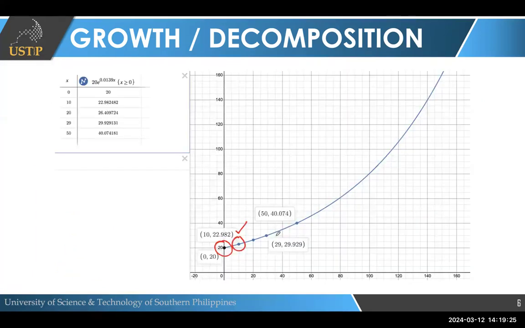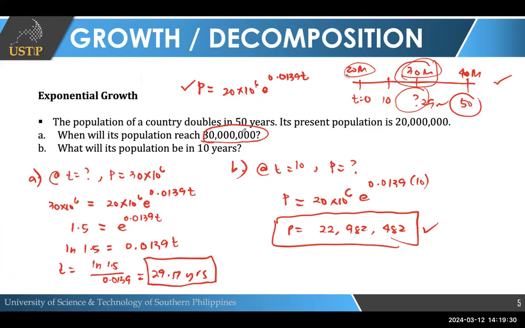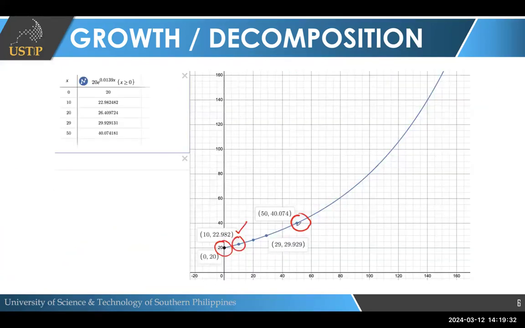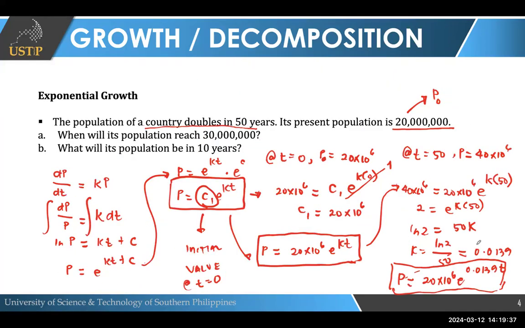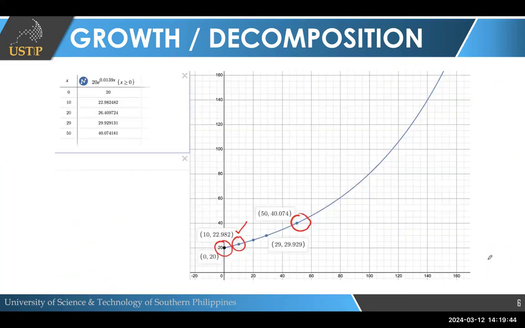Now at time equal to 50, it has doubled in population. It is not exactly 40 million, because the answer depends on our k value. If we get the exact k, our graph will be exact. But because we rounded off, there are small differences. But that's fine, as long as we see that it is exponentially growing. So again, estimating at 50 years, time equal to 50, our population is 40 million. So it really doubled, right?